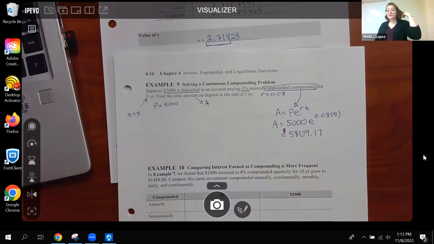So notice that it basically made it go up. In 5 years, it made it go up $800.